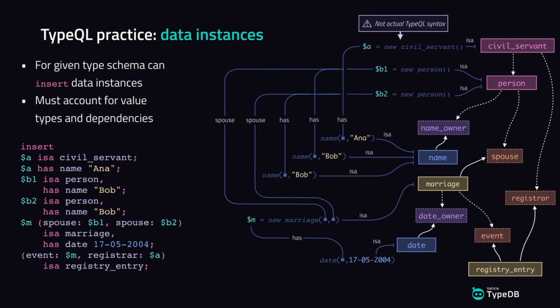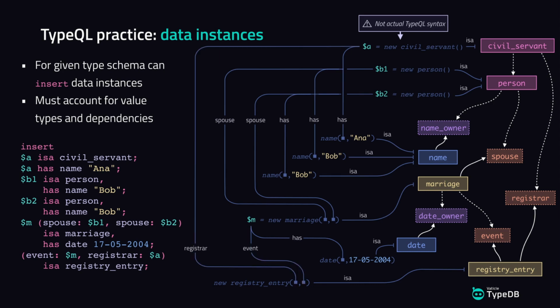The final line instantiates another relation. This time we instantiate the registry entry relation type. This works very similar to the case of marriages. It's interesting in that in this case we don't assign the newly created object to any variable. So this is completely fine as well. We can create a new registry entry. The only thing we need to do is reference an event that's being registered, and reference the registrar that performs the registration.